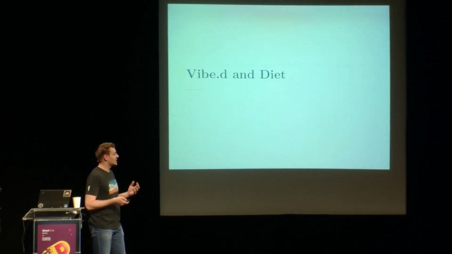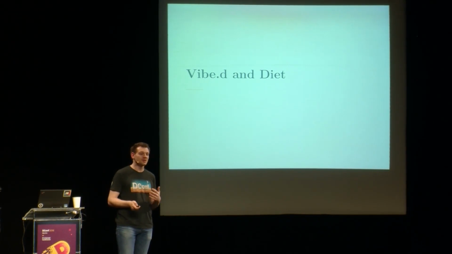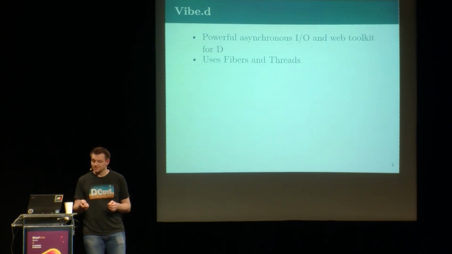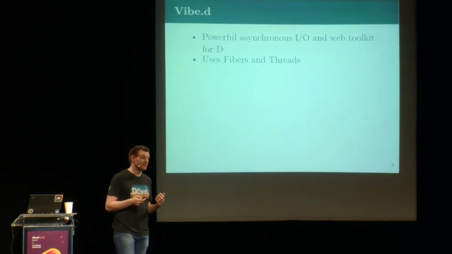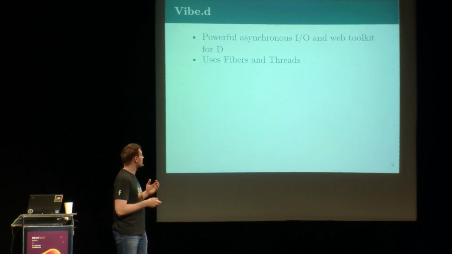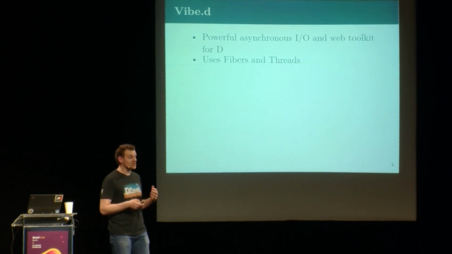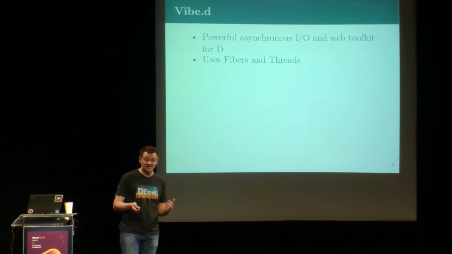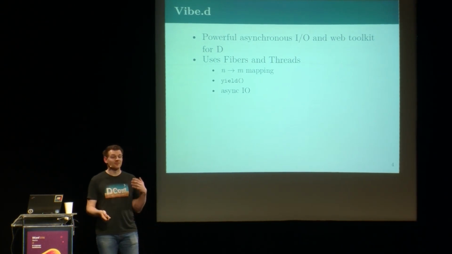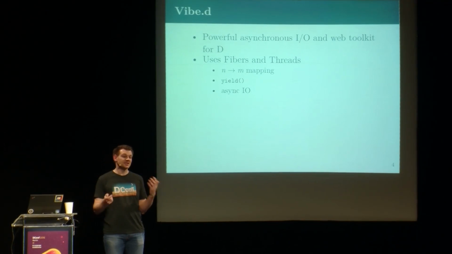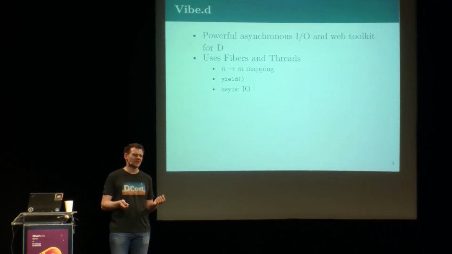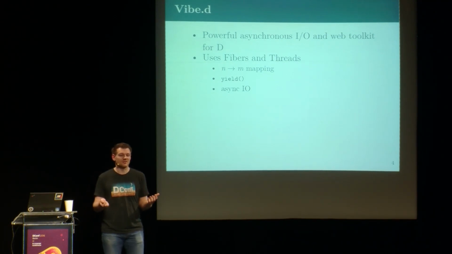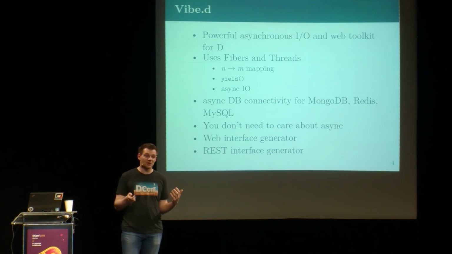So before we can talk about the actual front-end part, we need to talk a little bit about vibe and especially diet, because we don't want to write HTML. So what is vibe? Vibe is basically a very powerful library that helps you with everything asynchronous, especially when it comes to I/O and web. So it uses fibers and threads, and there's a mapping from fibers to threads. There's this yield command that luckily you don't really have to use that often, and it does asynchronous I/O for you without your intervention. I mean, you don't really see it. And that's actually one of the best parts about it.